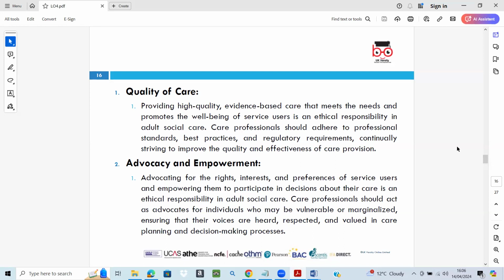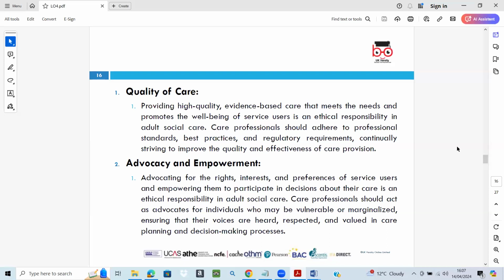What does it mean to advocate for and empower service users? It means supporting them to make their own decisions and ensuring their rights, interests, and preferences are considered in care planning processes. It involves speaking up for individuals who may be vulnerable or marginalized, making sure their voices are heard and respected. Empowerment is particularly important as it encourages service users to participate actively in their own care, which can lead to better outcomes and greater satisfaction with the care they receive.